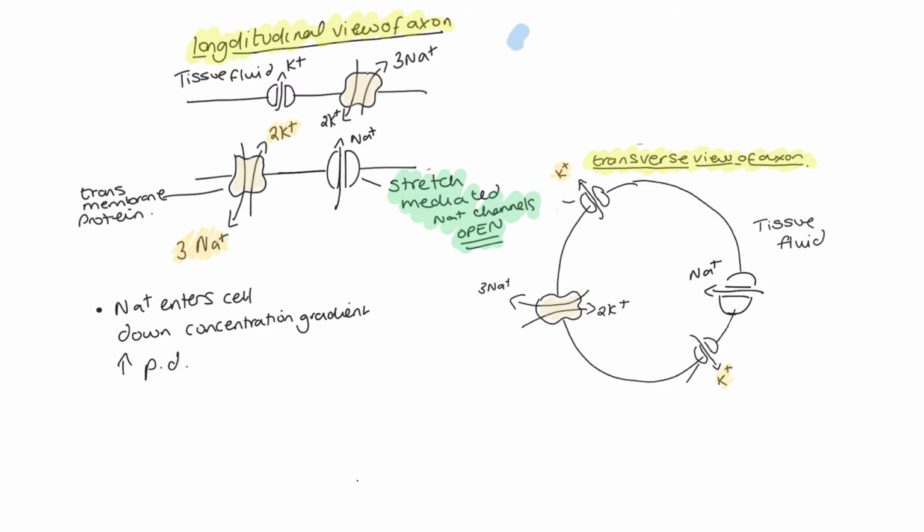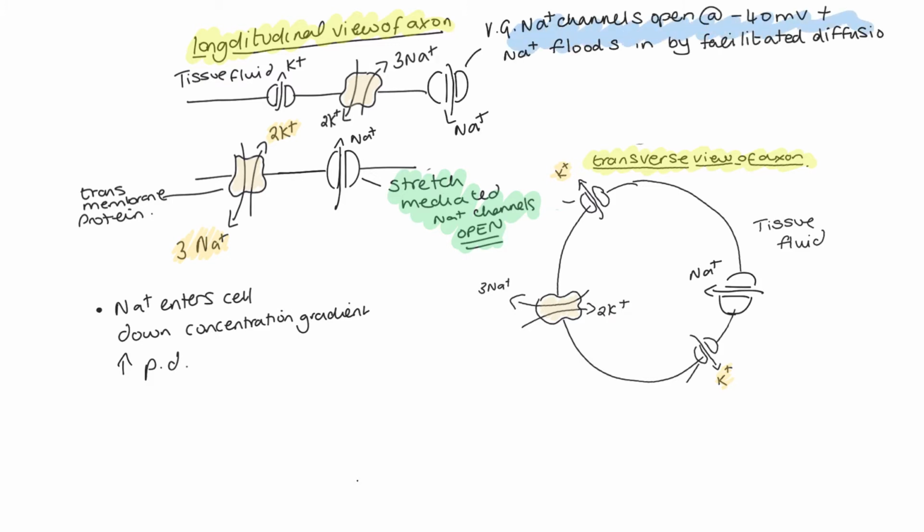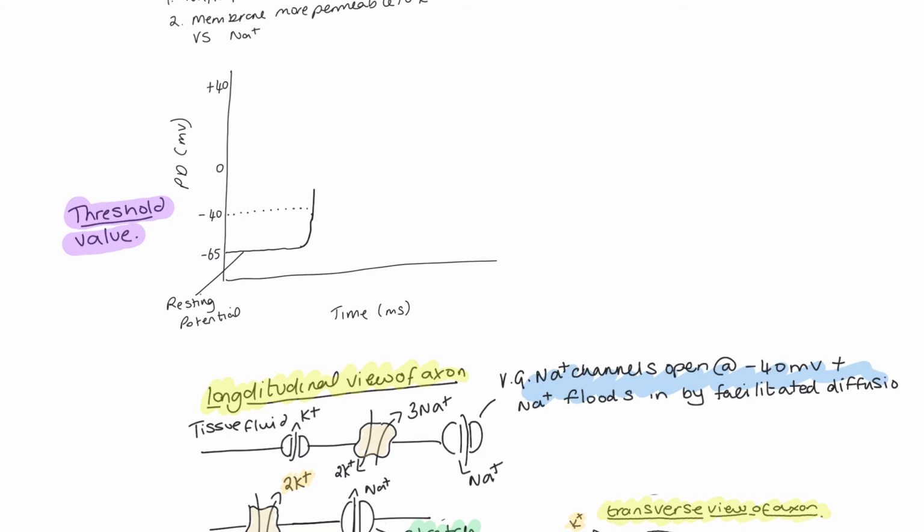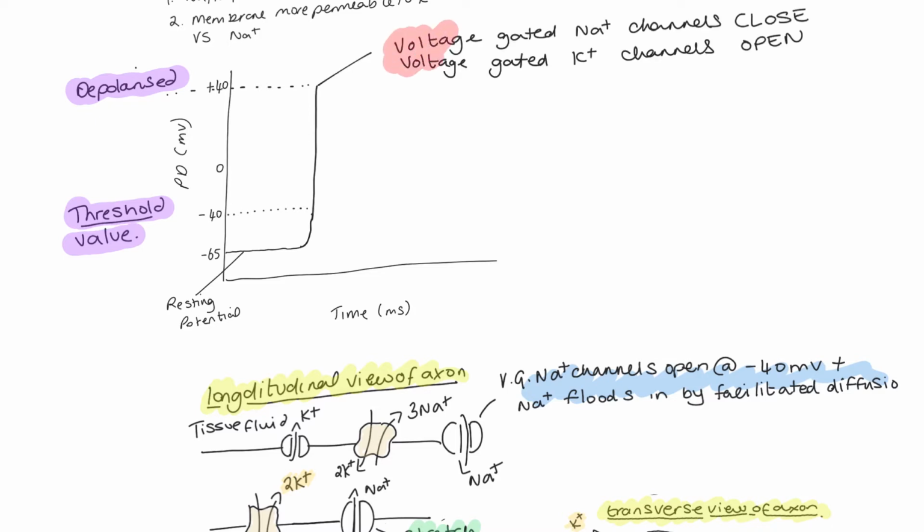More sodium will flood into the cell. Sodium will keep flooding into the cell until it reaches plus 40 millivolts. When it reaches plus 40 millivolts, the membrane has depolarized. At plus 40 millivolts, voltage-gated sodium ion channels close and voltage-gated potassium ion channels open.